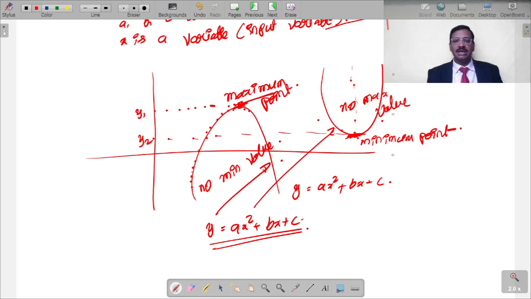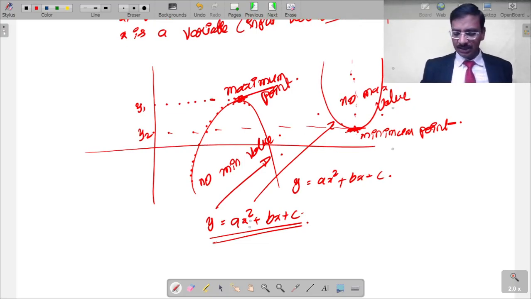So the first thing we understand is that y is equal to ax square plus bx plus c will always be either U shape or inverted U shape. If it is U shape, you will have only a minimum value for that function. If it is inverted U shape, you will have only a maximum value. Now the question is, when will you get the U shape and when the inverted U shape? Is there any specific condition to identify whether it is U shape or inverted U shape? Now I'll take a simple example.